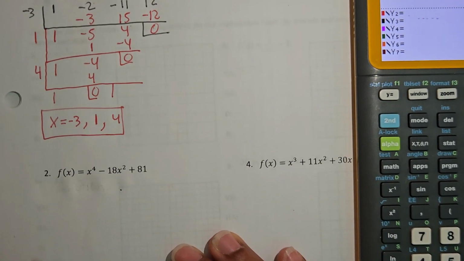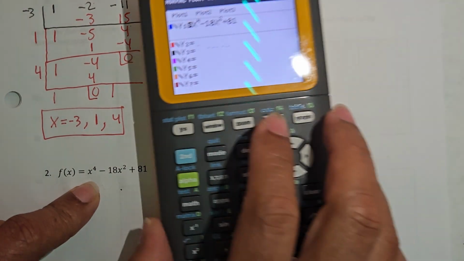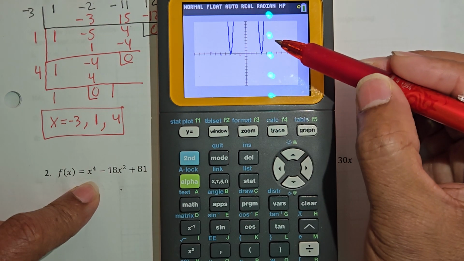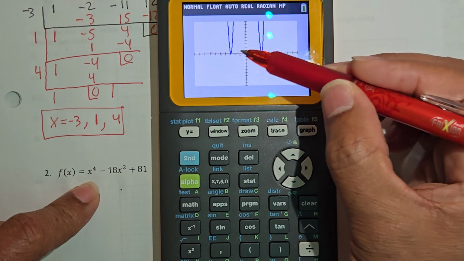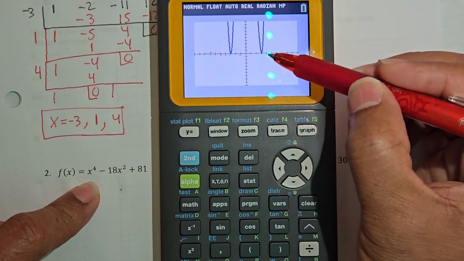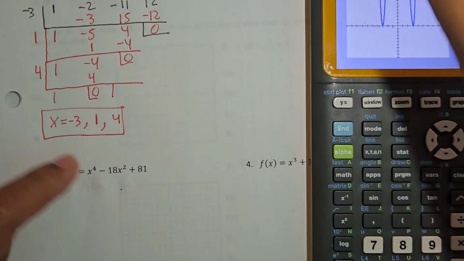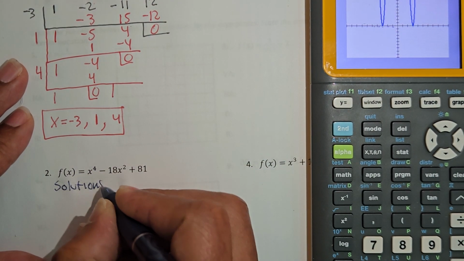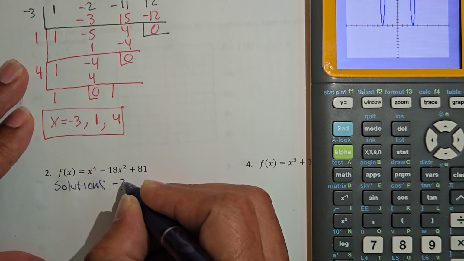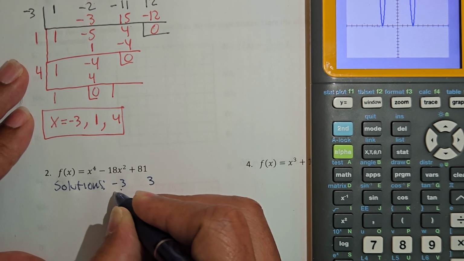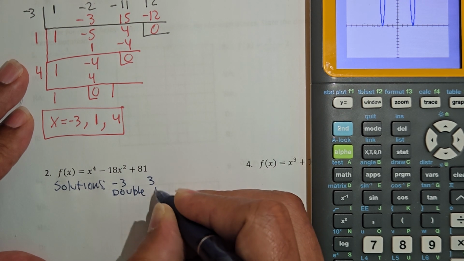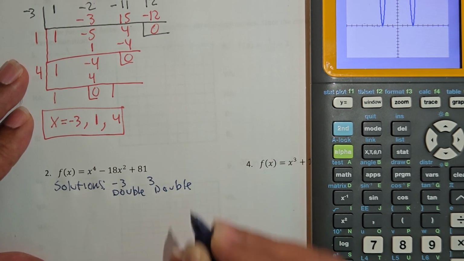Moving on to example number 2, I've already entered this in the calculator for the sake of time. I'm going to graph it. From here, we can see that so far we have 2 bounces, one at -3 and another at +3. I'm going to write those solutions from the calculator: -3 and +3, and they seem to both be doubles, so we'll check that in a moment. Double means we get to use that solution twice.